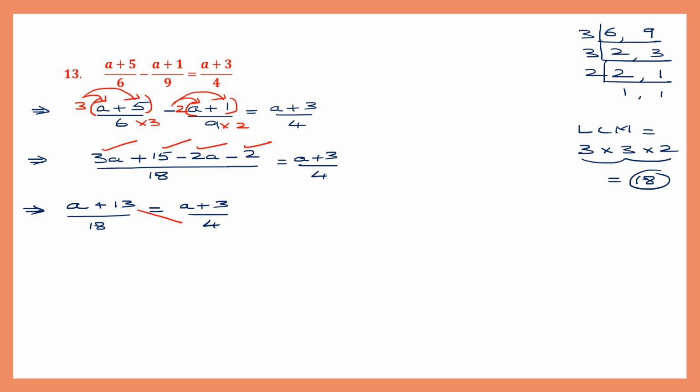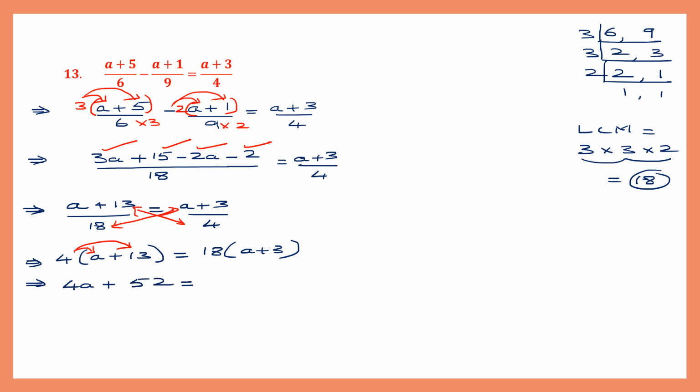Now let's cross multiply. We'll cross multiply these two first. That is, we're going to say 4 into a plus 13. This is equal to, cross multiply these two now, that is 18 into a plus 3. So this is equal to 4 into a first and then 4 into 13. 4 into a is 4a plus 13. 4 into 13 is 52. Here also first 18 into a and then 18 into 3. 18 into a is 18a and 18 into 3 is 54.